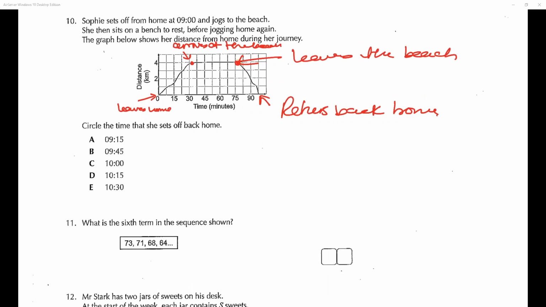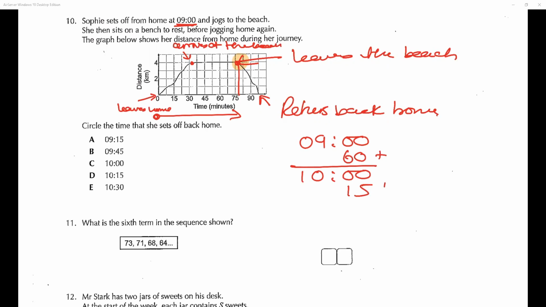So that answer will be which one? We need to drop a line down here. So for question number 10, the answer will be... Okay. So she sets off from home what time? 9 o'clock. So after how many minutes does she start coming back home? After 75 minutes. Okay, so we're going to add to 9 o'clock. If we add 60 minutes, what will that take us to? That would take us to 10 o'clock. And then we add the extra 15 minutes, what will that take us to? 10:15.